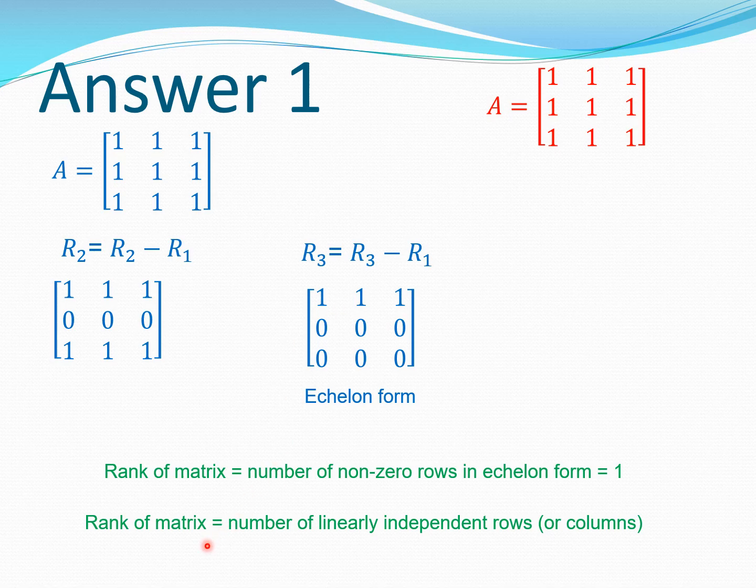Now, the rank of the matrix is also the number of linearly independent rows or columns. Of course, in this case, you can see that these are all multiples. So it's not going to be 3, it's not going to be 2, it's going to be 1.